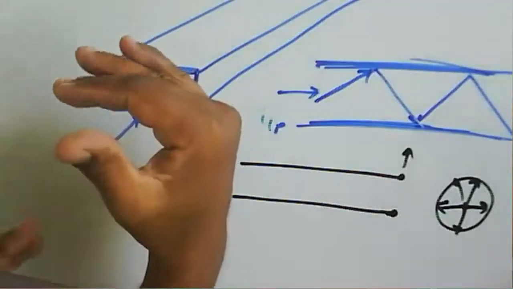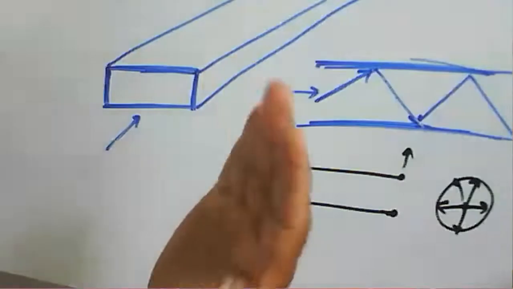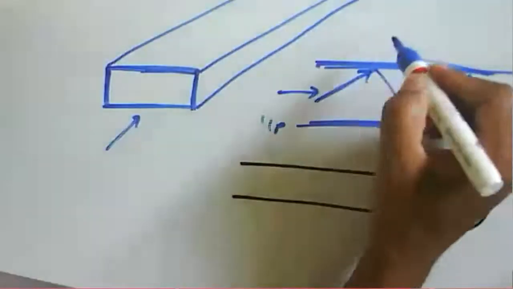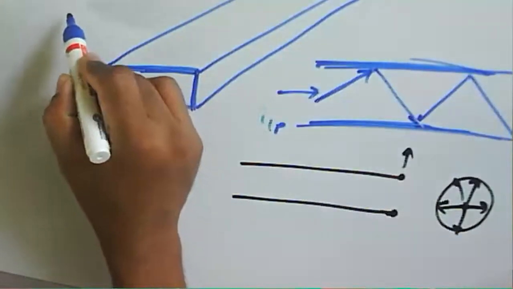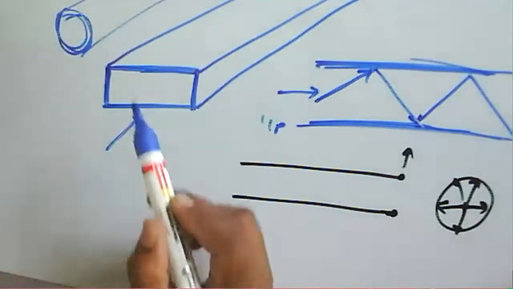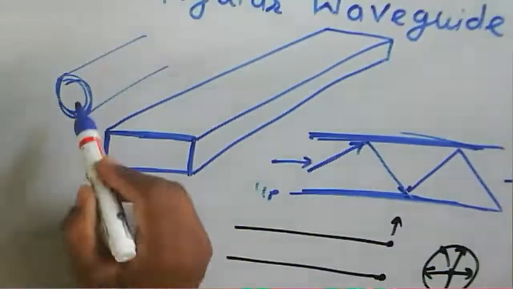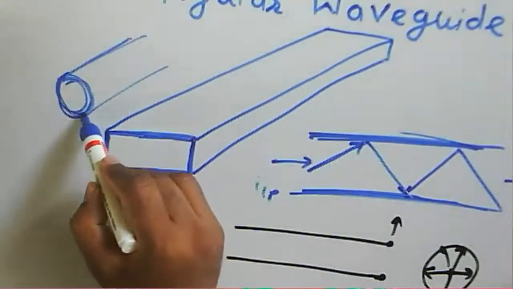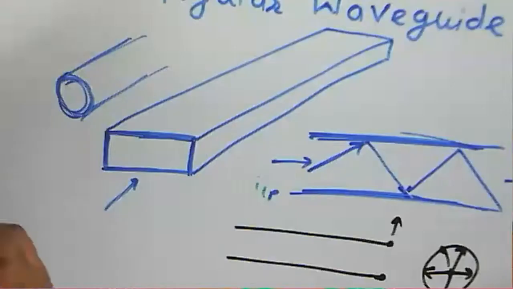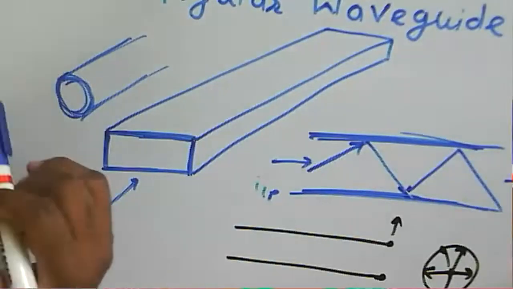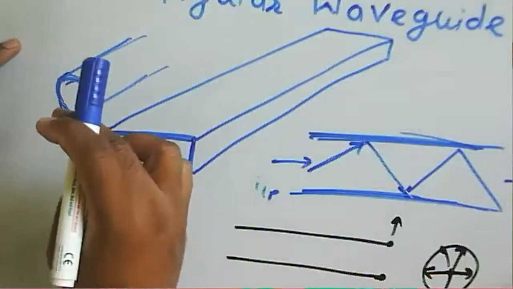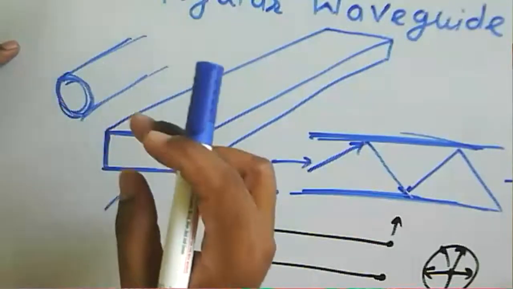Now the structure is a hollow metallic rectangular or a hollow metallic circular tube. A circular waveguide is just like a hollow circular pipe. The inner wall of the circle or the rectangle is made of a conducting material. This type of tube, rectangular or circular, is used to transmit the wave.